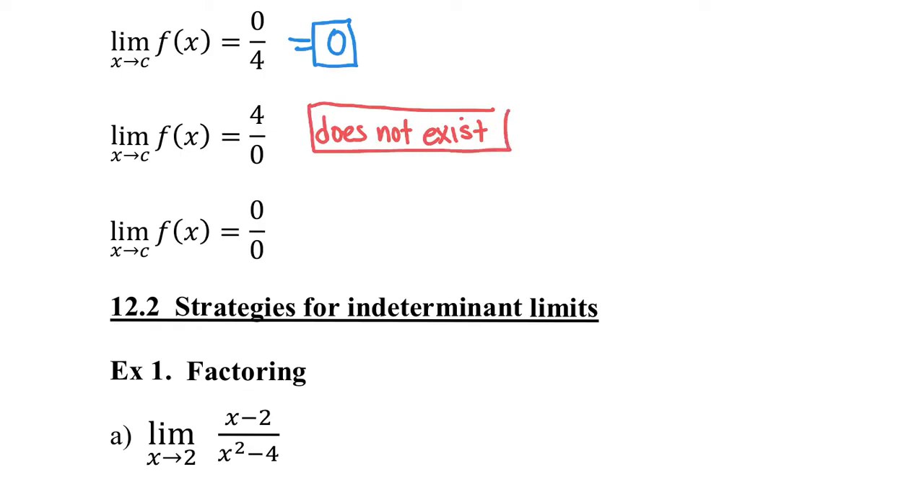Now the third case is, what if the limit as x approaches c of f of x is 0 over 0? Okay, does that equal 0? Does it equal 1? Does it not exist? This is what we call an indeterminate case. Now, indeterminate doesn't mean that's the answer. Indeterminate means I have no idea. You need to do more work in order to find the limit. So if you get 0 over 0, you're not done. You need to find a new strategy that will work to evaluate that limit.